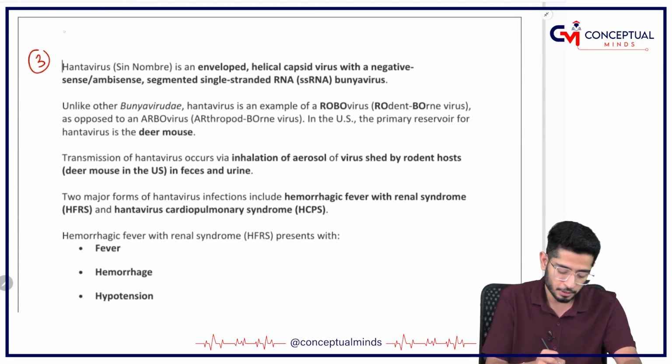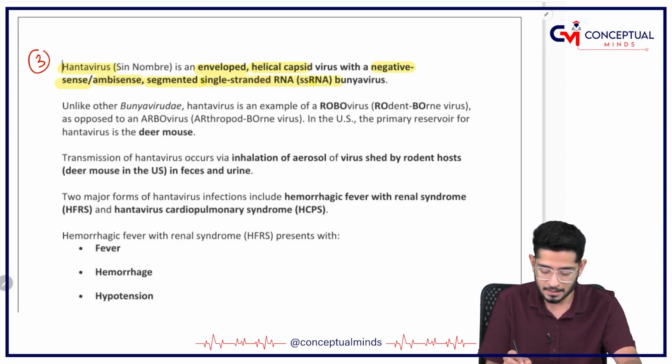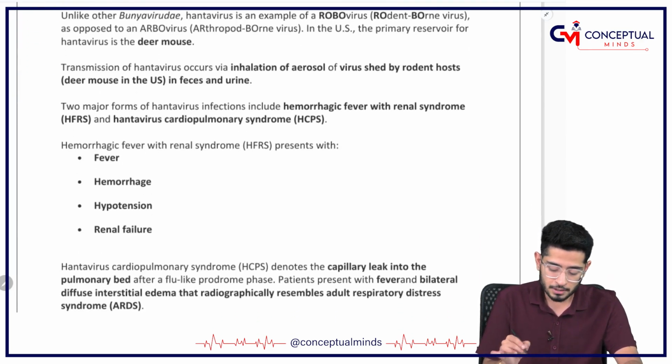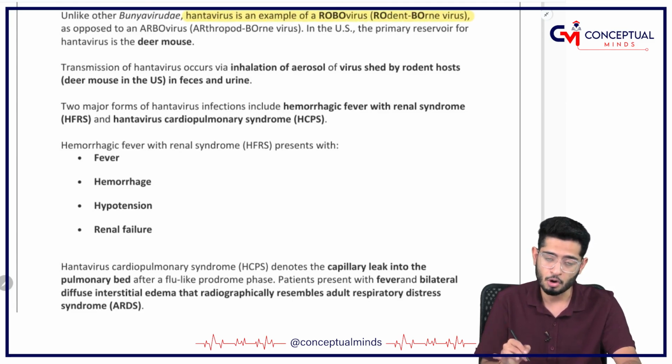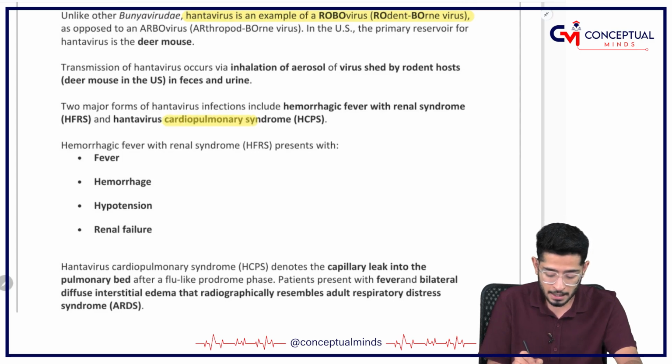Coming on to the third important topic of this class, that is Hantavirus, again enveloped, helical, the negative sense or ambisense, segmented, single-stranded RNA, right? So remember, Hantavirus is an example of robovirus, that is, robo means rodent-borne viruses, and you have to remember that it is responsible for causing cardiopulmonary syndrome and hemorrhagic fever with renal syndrome.